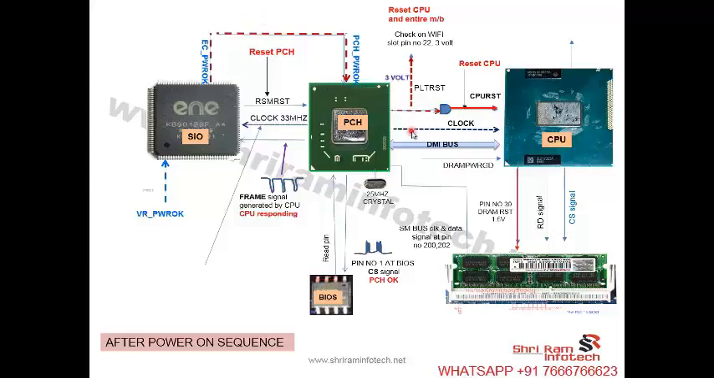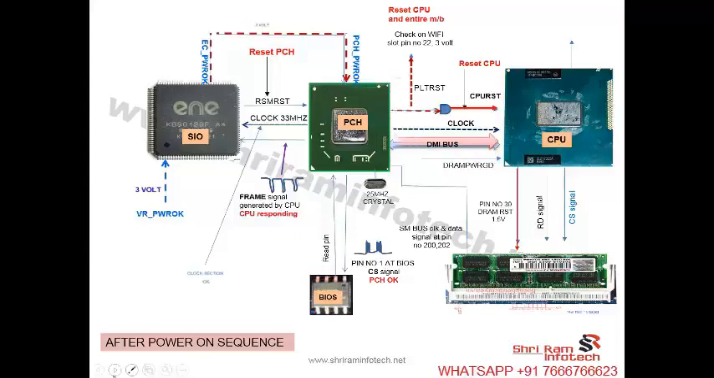from the PCH, and this clock you can check on SIO, that is called LPC clock, that is 33 megahertz. With the help of an oscilloscope you can check this clock here, LPC clock, 33 megahertz. And if this clock is coming, that means PCH has started generating the clock frequency. So now the CPU got the reset, the CPU got the clock, and then the CPU is ready to access this DMI bus.